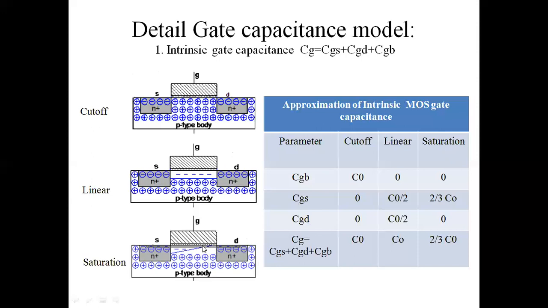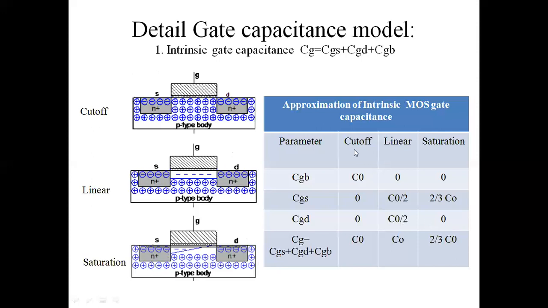Approximately, the channel vanishes towards the drain terminal. So whatever capacitance is present in the saturation region is only the gate to source capacitance, and its value is 2/3 of the CO, that is the capacitance present at cutoff. So you can say that in the saturation region, which capacitance is more effective? The CGS capacitance is effective, and the value of CGD is equal to 0 in saturation.